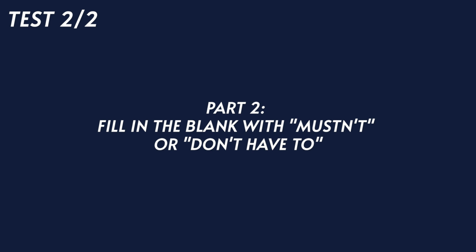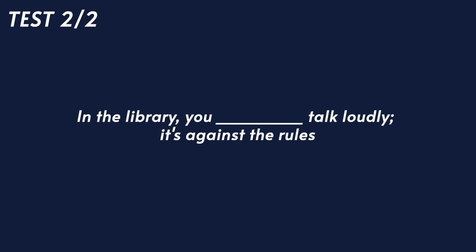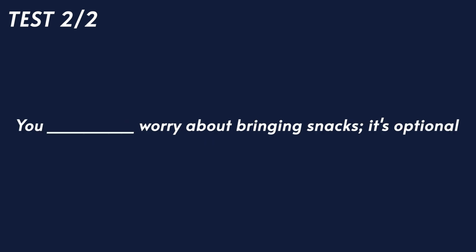Part number 2. Fill in the blank with mustn't or don't have to. In the library, you talk loudly, it's against the rules. Mustn't. In the library, you mustn't talk loudly because it's a rule or prohibition. The next one. You worry about bringing snacks. It's optional. Don't have to. You don't have to worry about bringing snacks. It's not necessary, but you can do it if you want.